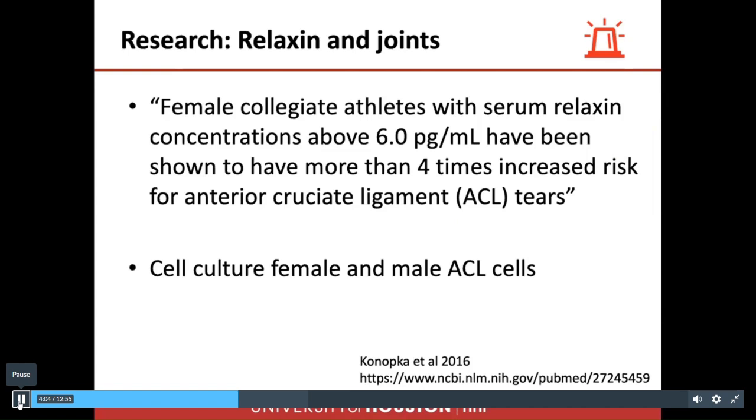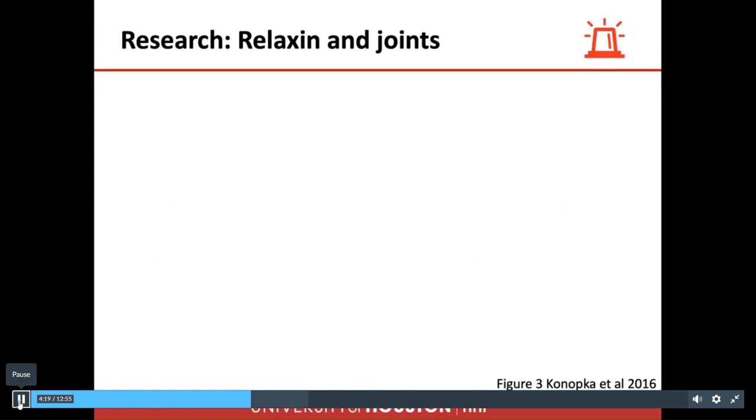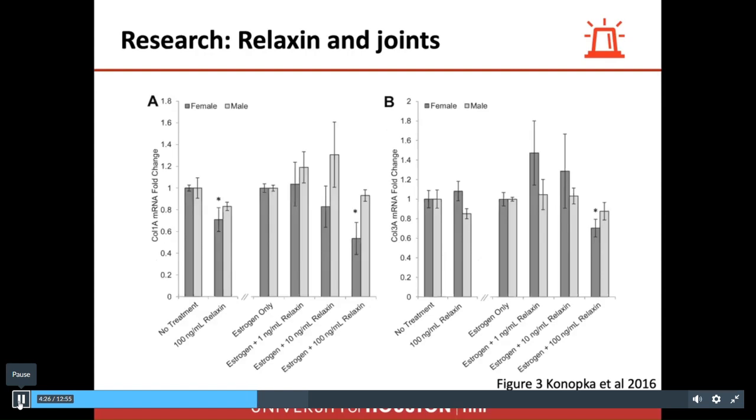So again, back to their research project, they were looking at the relationship between relaxin and ACL tears. They took these cell cultured cells from males and females. That means it's primary. I'm going to show you a lot of stuff here, but I'm going to summarize it as far as the main point that I want you to know. So they did the male and the female cells. They treated them with different concentrations of the relaxin. And then they thought, well, maybe it's not just the relaxin, maybe it's other hormones that tend to be in high levels in females, such as estrogen, for example.